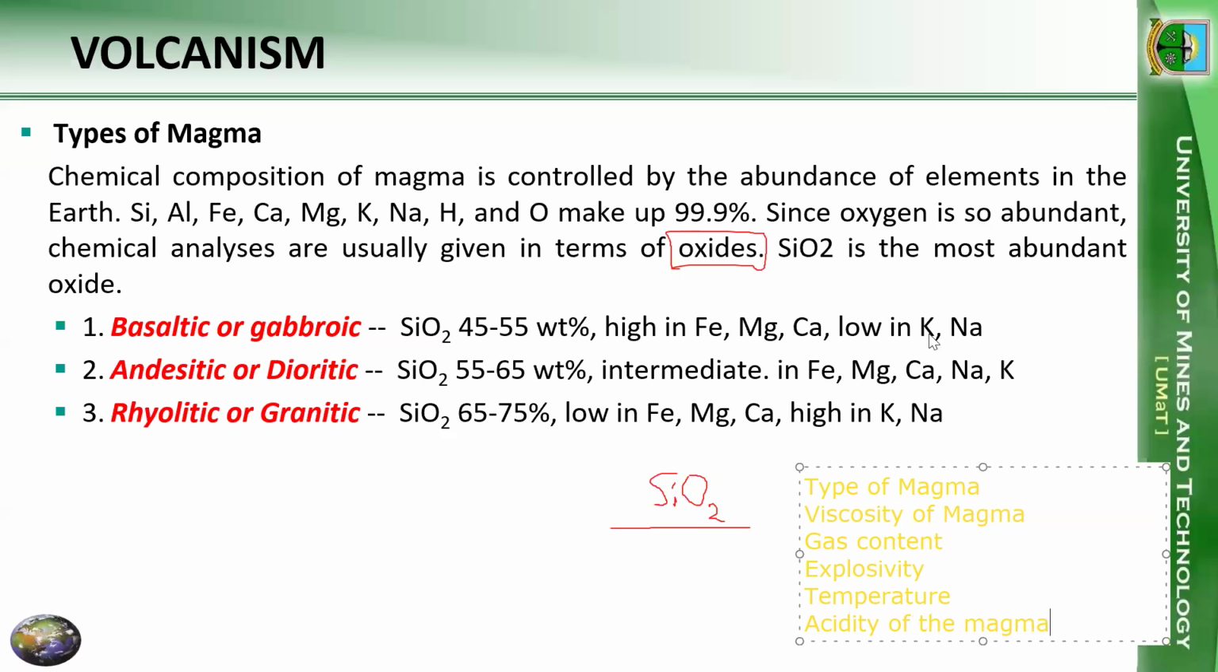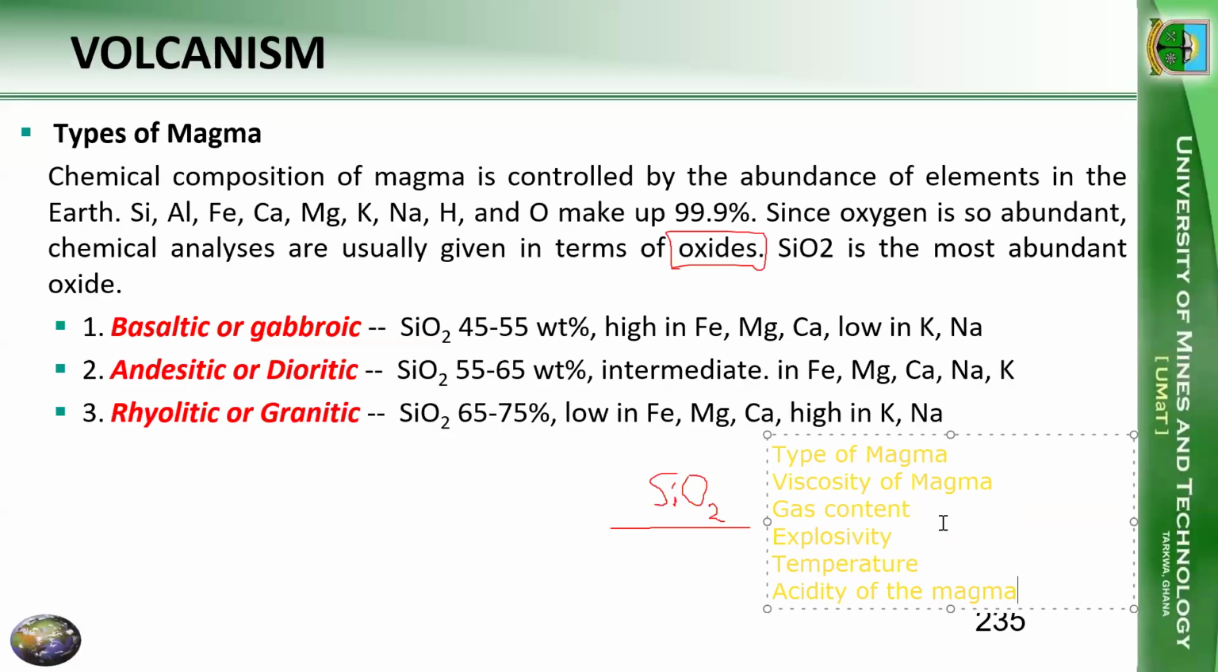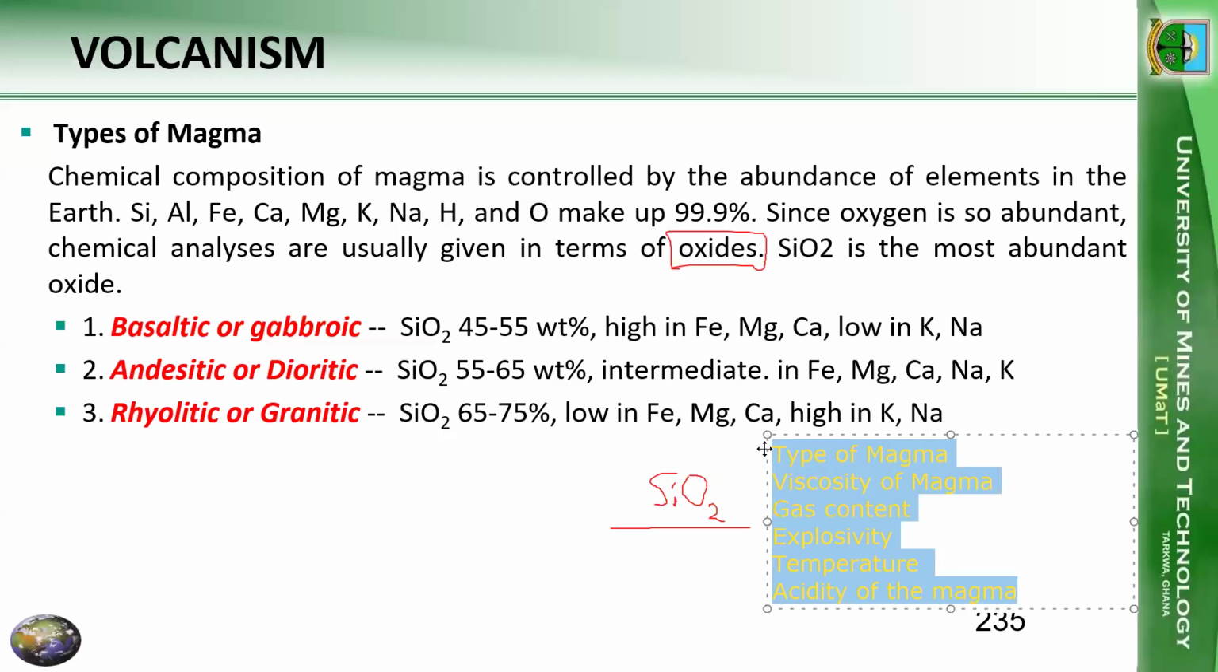The acidity of the magma. So with the silica content, we are going to discuss these different things: the type of magma, the viscosity of the magma, the gas content of the magma, the degree of explosivity of the magma, the temperature of the magma, and then the acidity of the magma. We are going to try to discuss all this using the silica content of the magma.